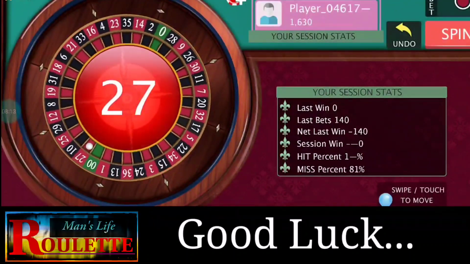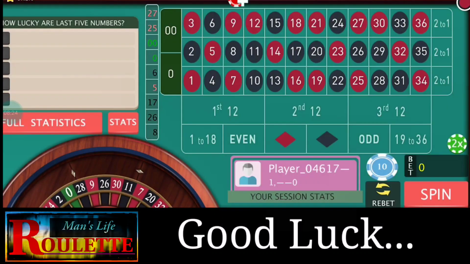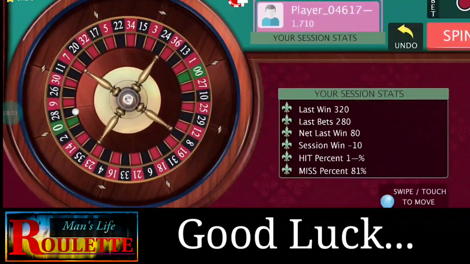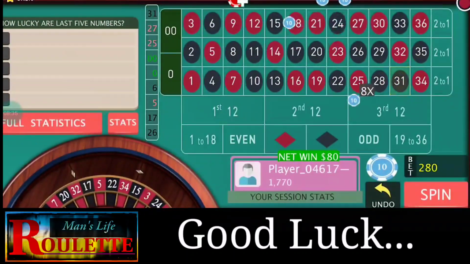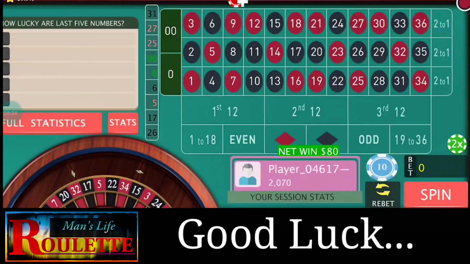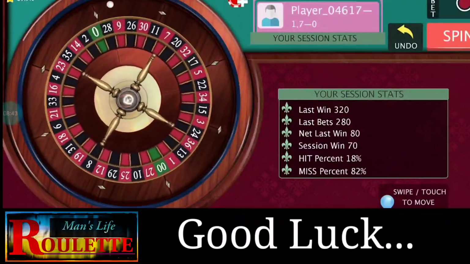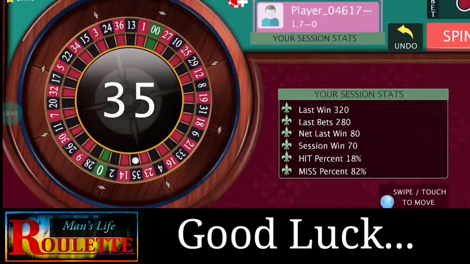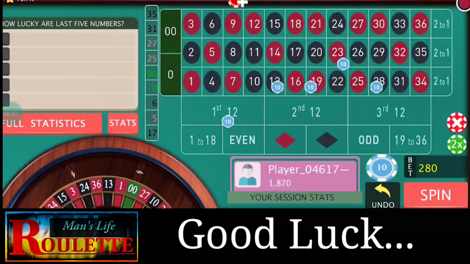This time it's 27, and it's a winning number, so no problem. So just repeat. Every time you won, just repeat and play. Okay, this time it's 31, and I win here. So it's time to repeat the bets again and play. I have to play at least 5 spin. This is the 3rd spin, and I'm still not losing. So this time it's 35, and I win here. So 3rd spin I win.